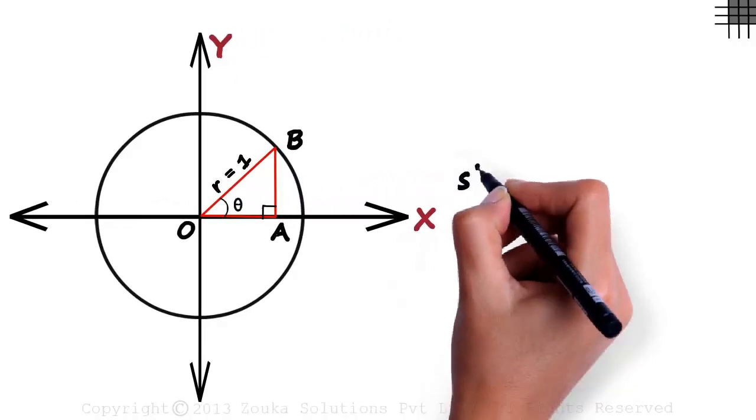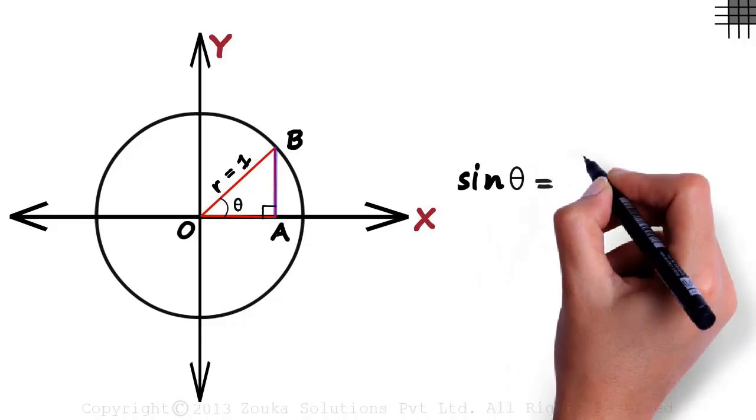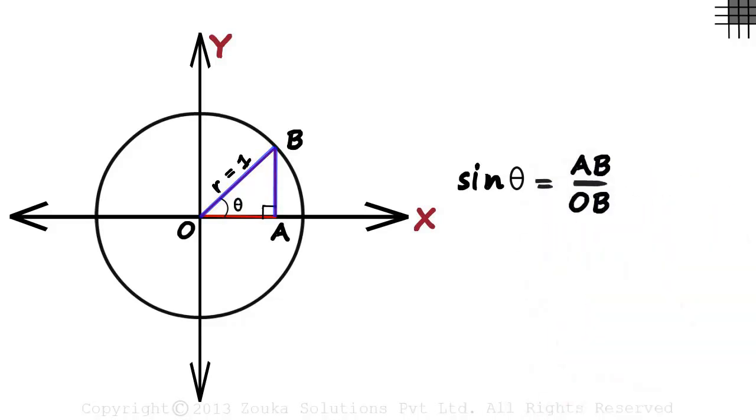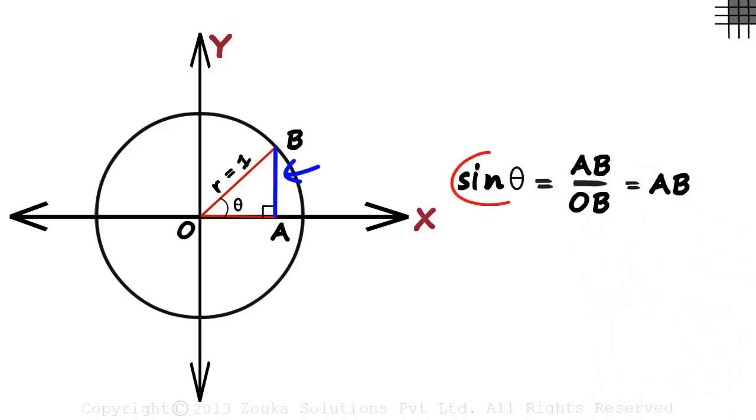First, let's find out sine theta. It's SOH CAH TOA, so sine is opposite by hypotenuse. Opposite is AB and hypotenuse is OB. So sine theta will equal AB by OB. But what is OB? OB is equal to 1 unit as it is the radius. So sine theta will be AB. So this length AB is sine theta. We write sine theta next to AB.